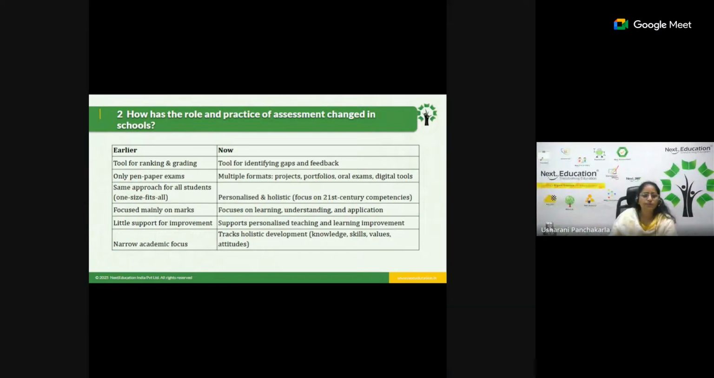Now the second one is only pen and paper exams. So apart from this, right now, yes, Tripathi, Raksha, do you have any queries?